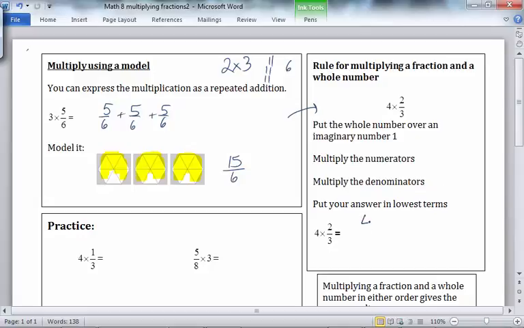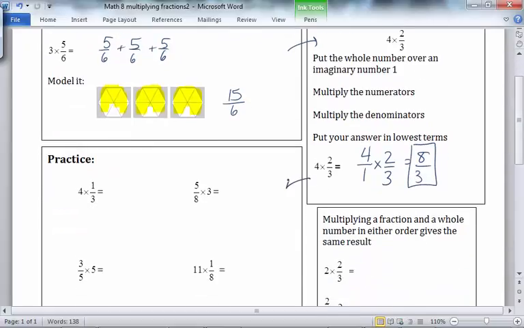So I'll show you what this question looks like. We would rewrite it as 4 over 1 times 2 over 3. All the whole numbers just have an imaginary denominator of 1. So we're just writing it in to help us out. Then 4 times 2 is 8. 1 times 3 is 3. That's in lowest terms. I'm done.